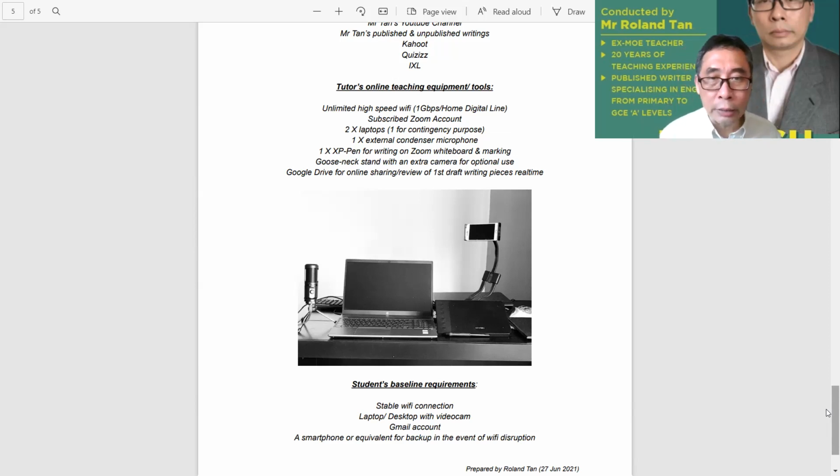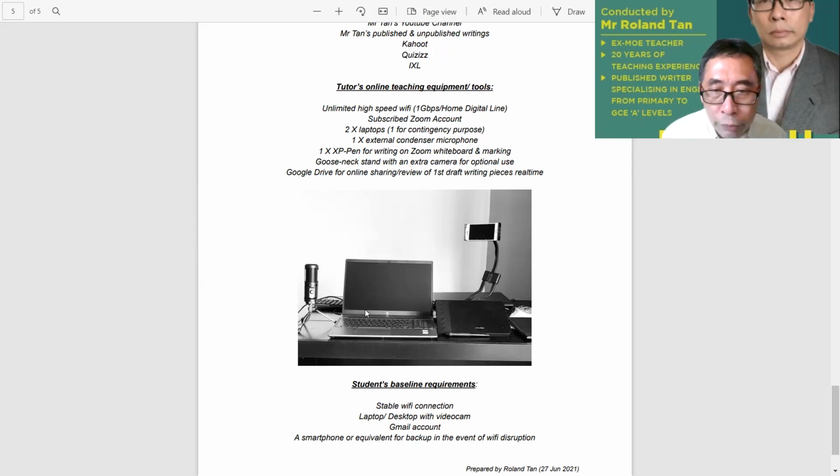I'm using an external condenser microphone, which you can see from this picture here. This condenser microphone helps to converge the sound waves and makes for better delivery at the students' end, because the voice is not so dispersed. So my students have given me feedback that they actually find my audio very good.